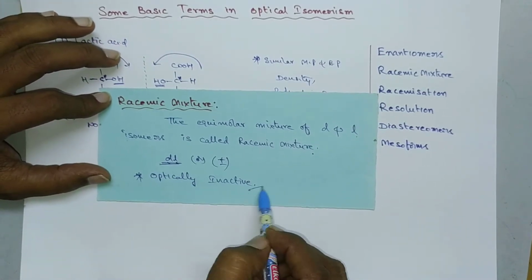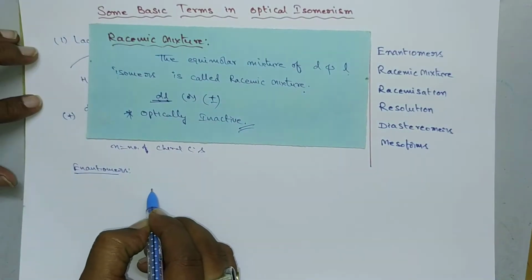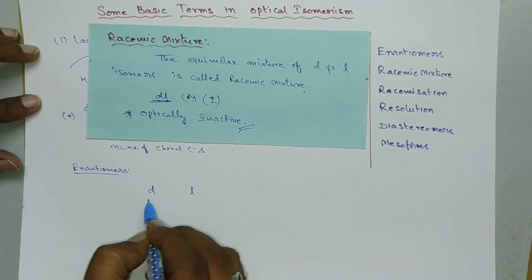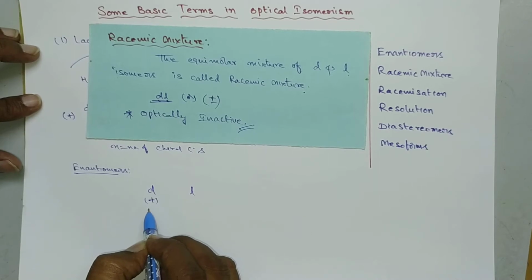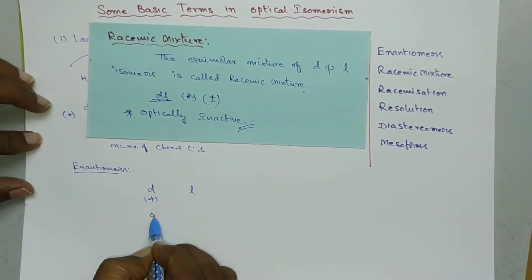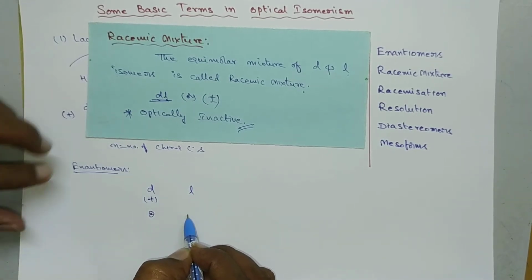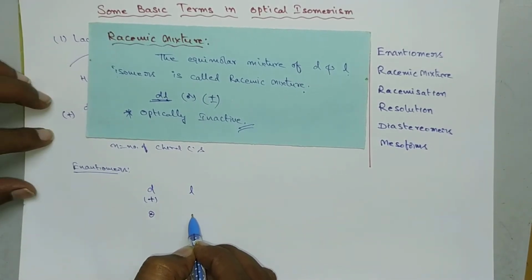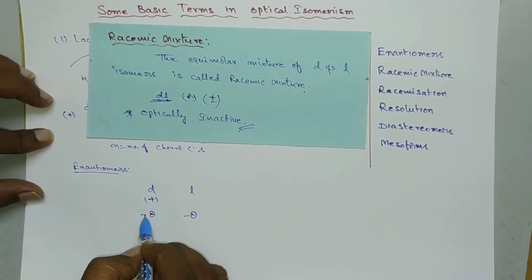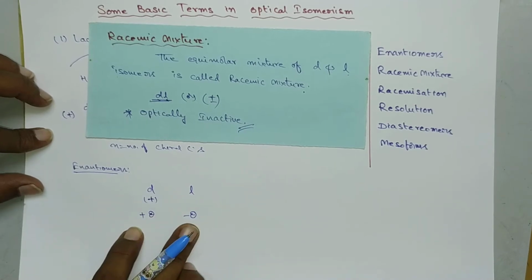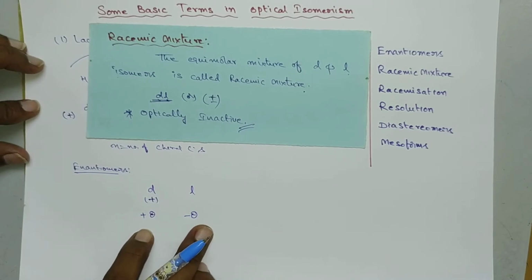And this racemic mixture is optically inactive. So why is it optically inactive? In a racemic mixture there is a plus isomer and a minus isomer, that is the D isomer and the L isomer. If the plus isomer rotates the plane of the polarized light through an angle theta in the clockwise direction, the L isomer will rotate the plane of the polarized light towards the left hand side with the same angle theta. So it is represented by minus, and the other is represented by plus. These signs indicate the direction of rotation only. The magnitude is the same but the direction is different.